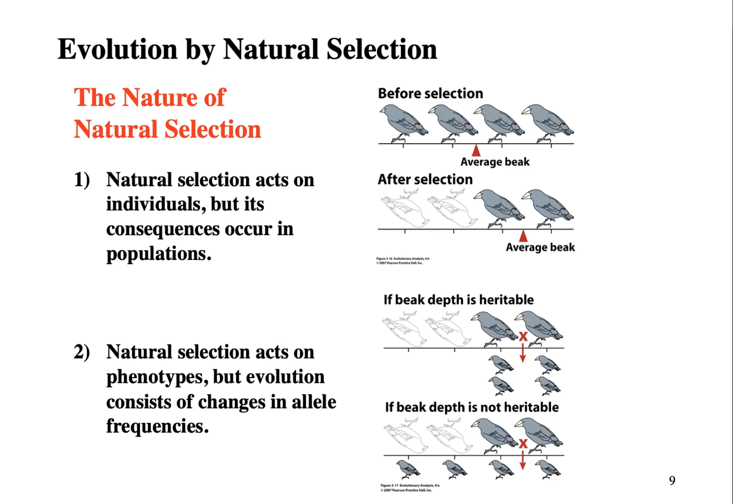So if you look at beak size, and that was one of the things that Darwin studied in the finches on the Galapagos, before selection, here's the average beak size, but after selection, only the birds with the longer beaks are selected, and so the average beak size goes up. If the beak size then is heritable, then you get organisms, birds with the long beaks. But if it's not heritable, then you just get the general average beak size in the original population.